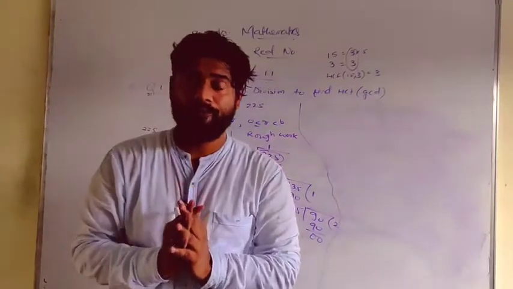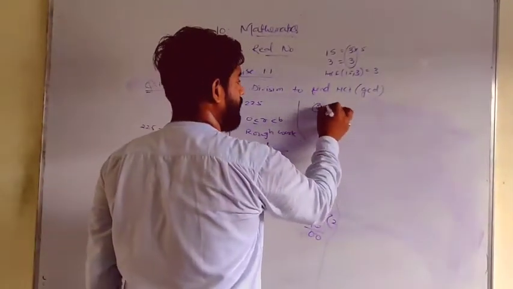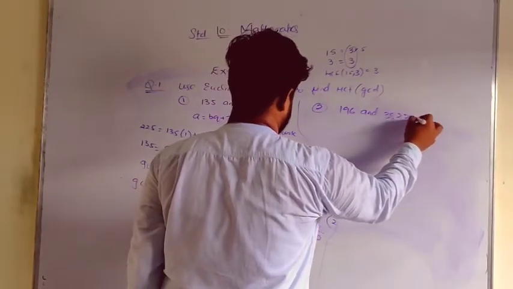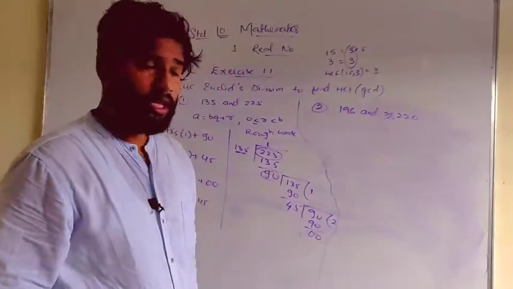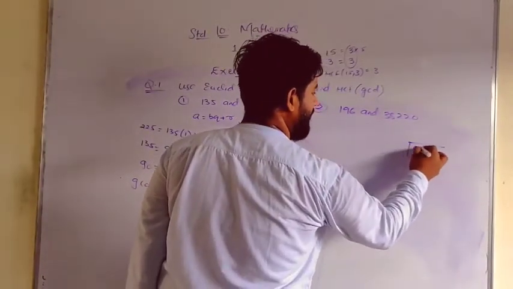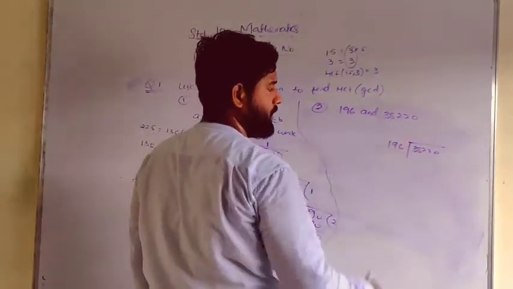Okay students, I hope you have understood the first question. Let us solve the second question now. The second question is nothing but 196 and 38220. Follow the same process. Whatever the bigger number is, that is going to be your dividend: 38220 divided by 196.